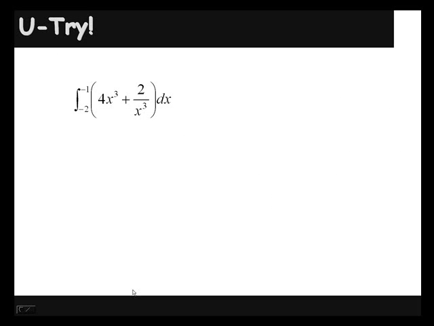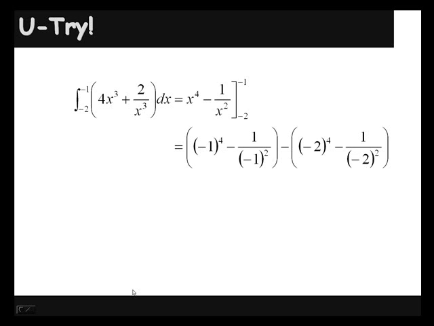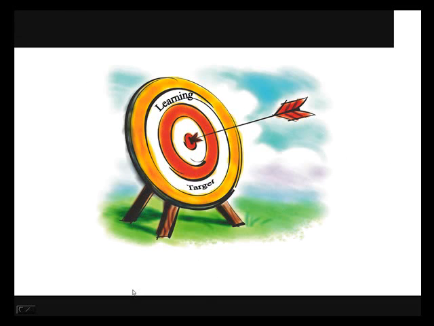Try this one. Integrating from -2 to -1. Take the antiderivative, plug in -1, minus, plug in -2, and then just evaluate. We get down to -63/4. That's our target for today.